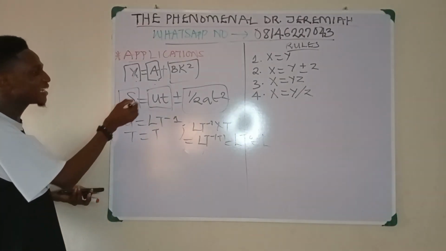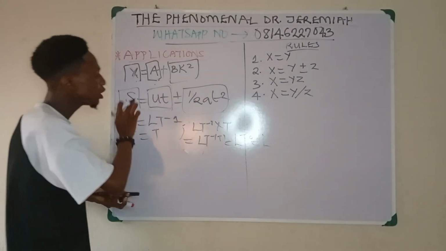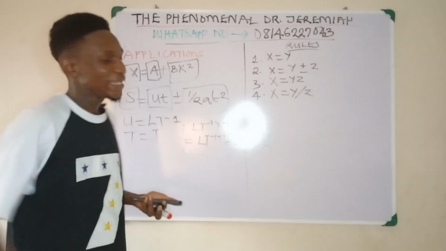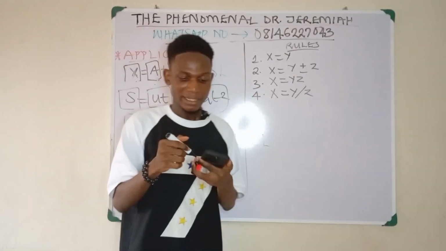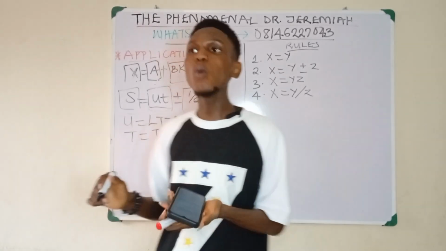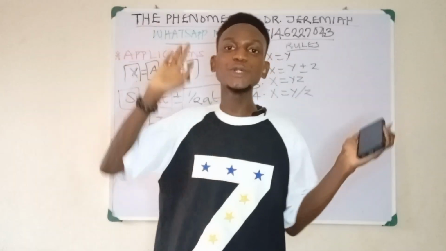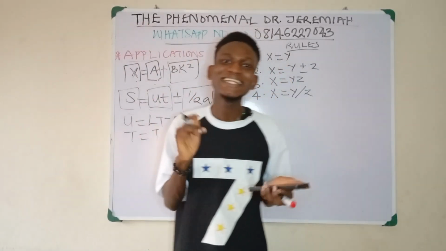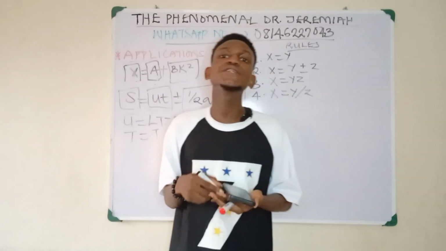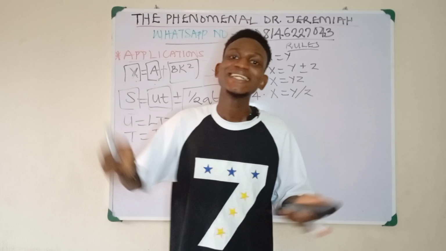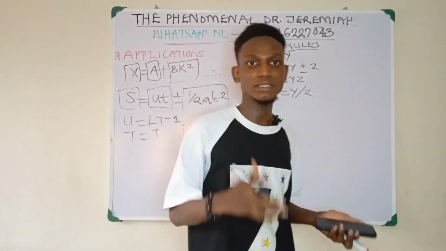Why? Because we have s equals L equals L plus L. This one also gives you L. So every term in a relation must be equal. Every term. That's when the equation is dimensionally correct. So every relation you use in physics, every equation, they are basically dimensionally correct.